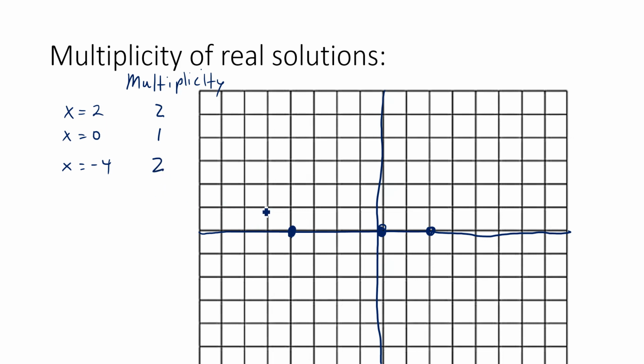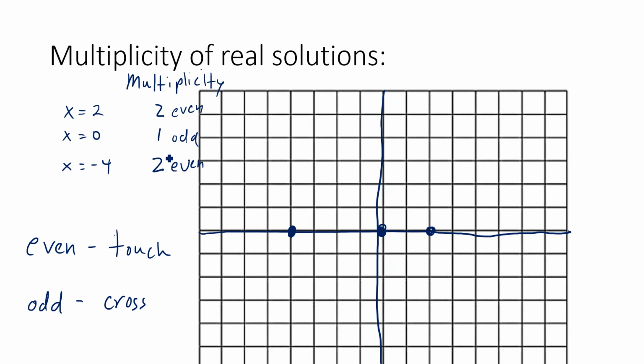Whenever you have an even multiplicity, it means that the graph is going to touch at that point, at that x-intercept. I'll show you what that means in a little bit. Whenever you have an odd multiplicity, that means that your graph is going to cross at that point. So right here we have an example. This one is even, this one is odd, and this one is even.